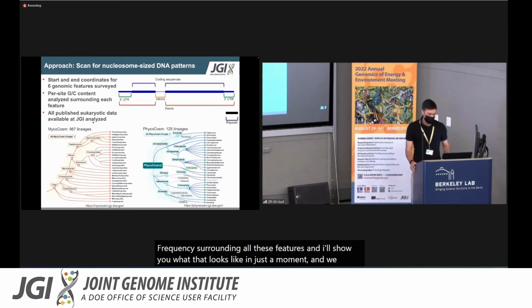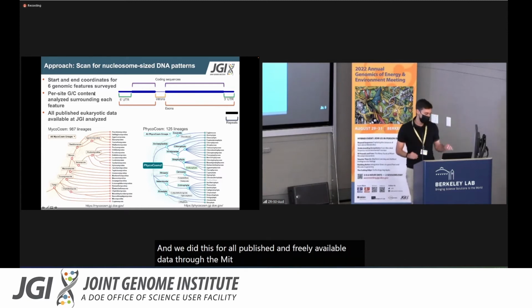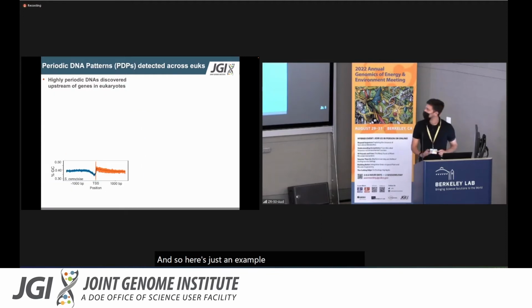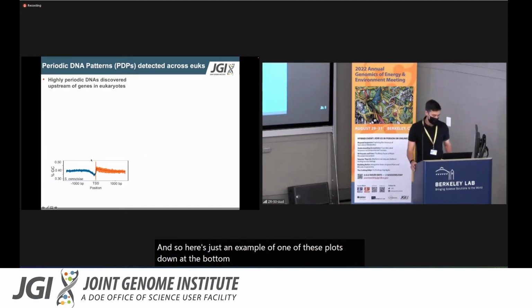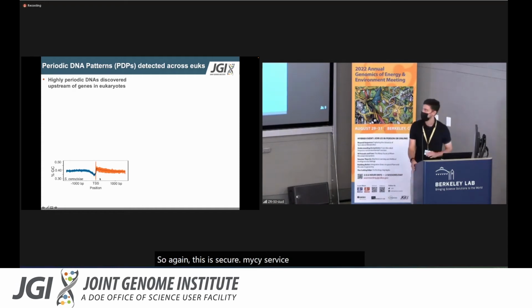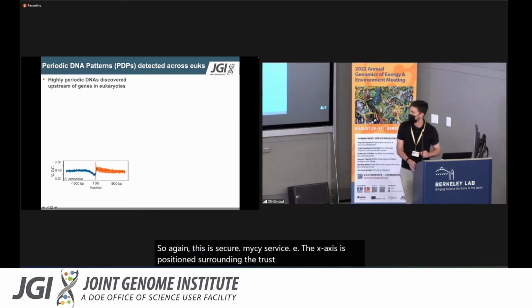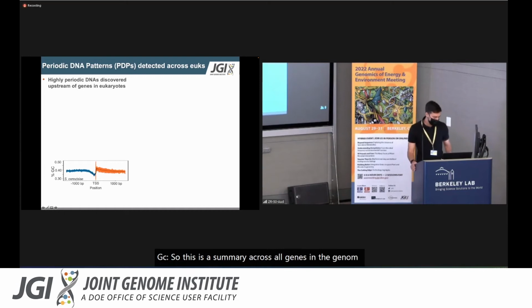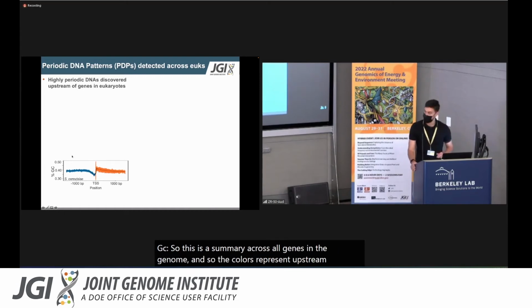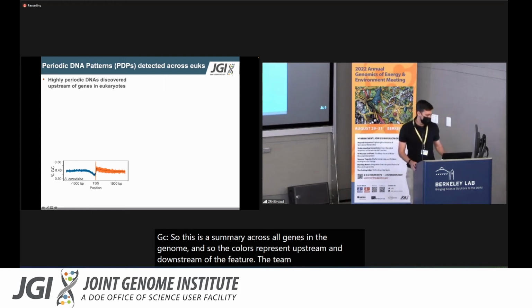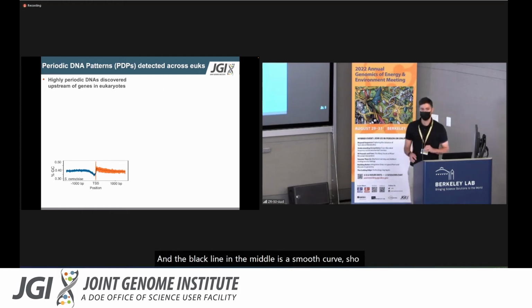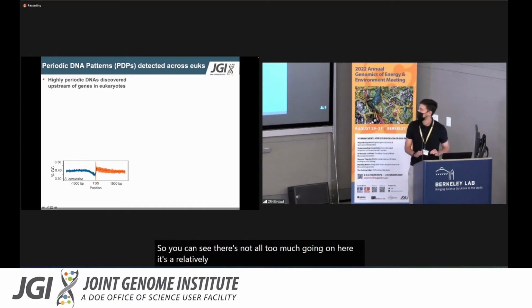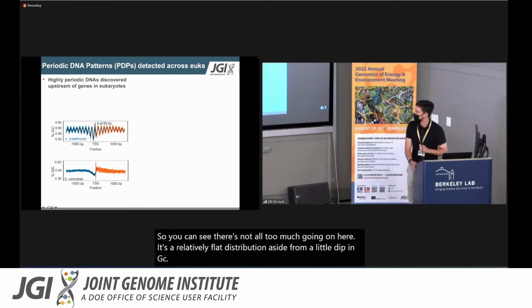We did this for all published and freely available data through the Mycocosm fungal portal and Phycocosm portal that Igor mentioned earlier. Here's an example of one of these plots. This is Saccharomyces cerevisiae. The x-axis is position surrounding the transcriptional start site, and the y-axis is %GC. This is a summary across all genes in the genome. The colors represent upstream and downstream of the TSS, and the black line in the middle is a smooth curve showing the overall denoised profile in that region. You can see there's not all too much going on here. It's a relatively flat distribution, aside from a little dip in GC upstream of the TSS.